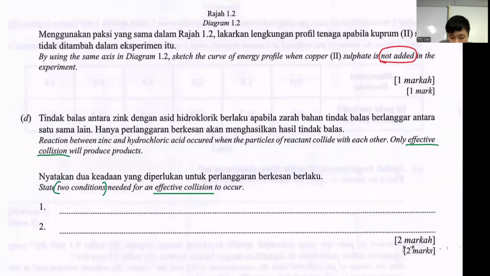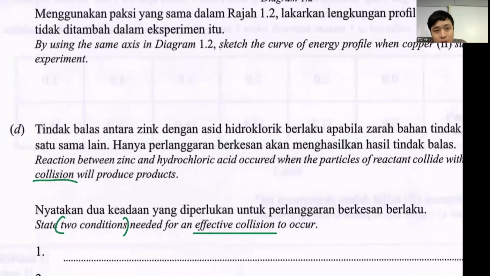I think most of you learned already the sentences that you memorize for the reaction, like for 5 marks, right? The frequency of collision between particles, this particle and this particle, the frequency of effective collision between this particle and this particle is higher, like that. So what does it mean? Frequency of collision, frequency of effective collision.